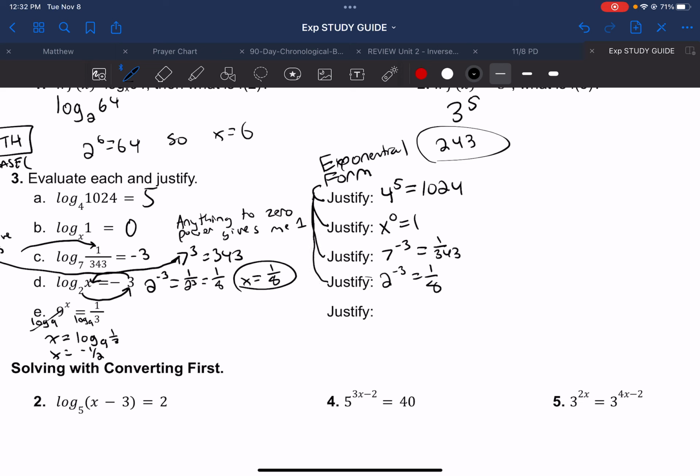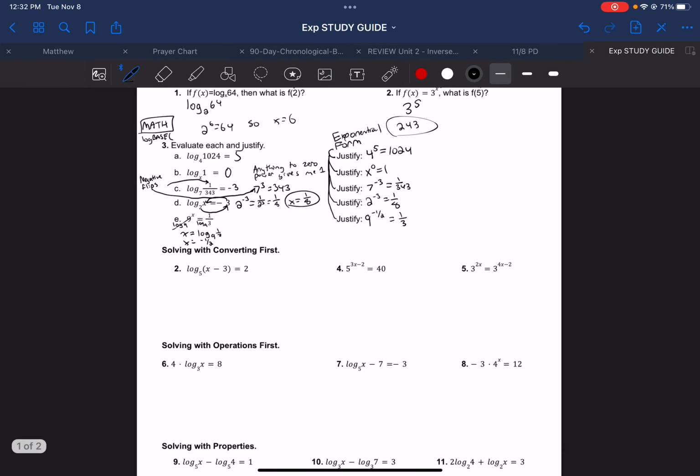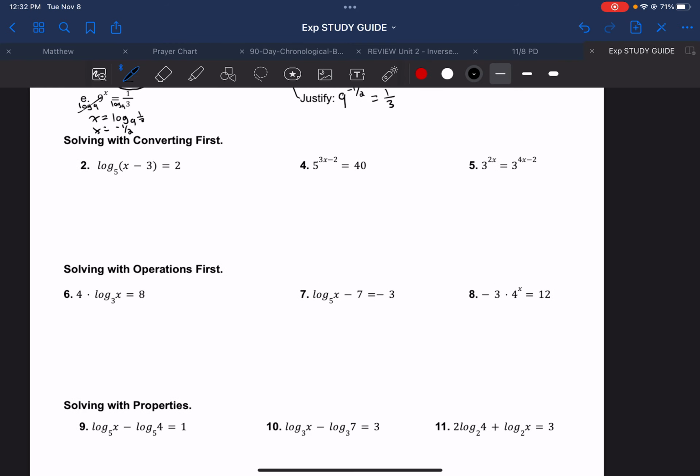Notice, exponential form is a good way to justify your answer right here, because you can just say, when I type in 9 to the 1/2 in my calculator, I get 1/3. Okay? Now, I'm going to finish this side.